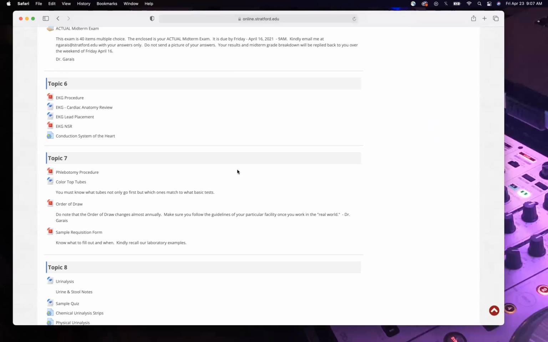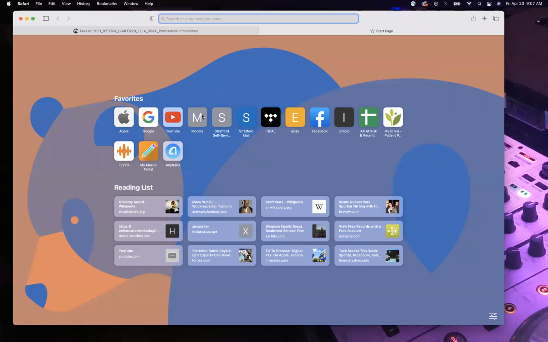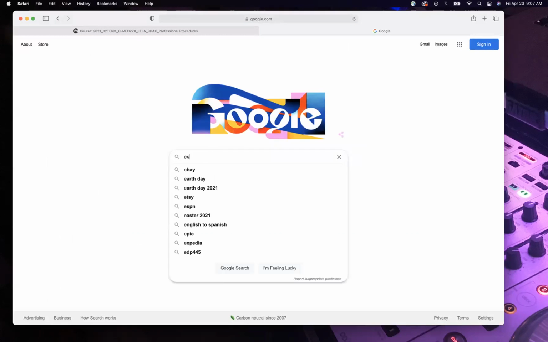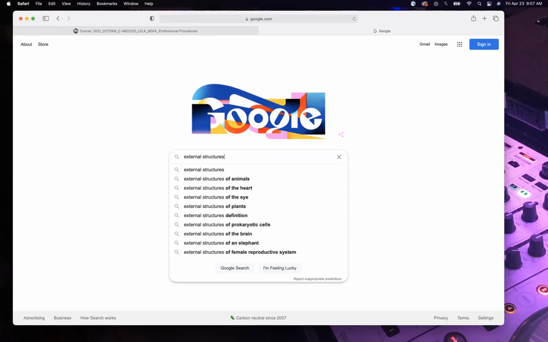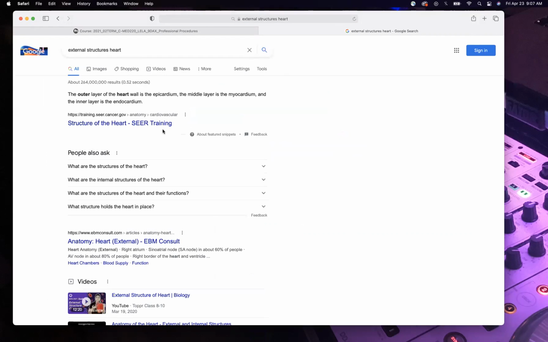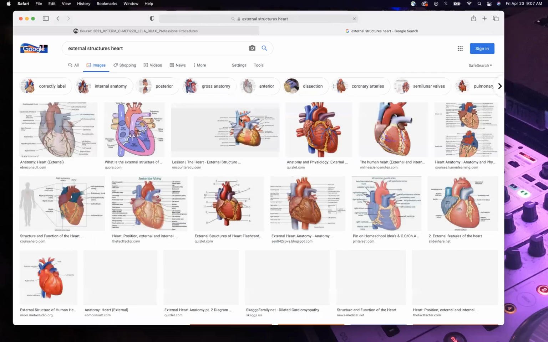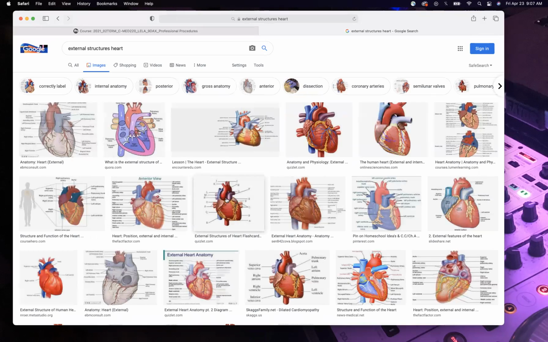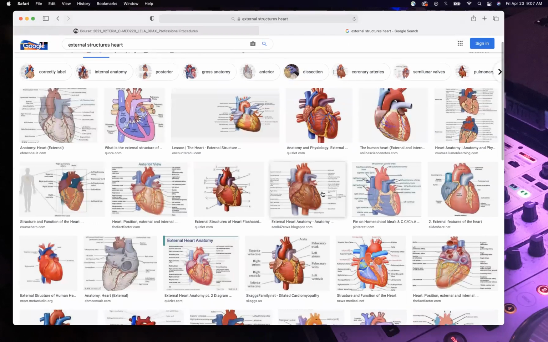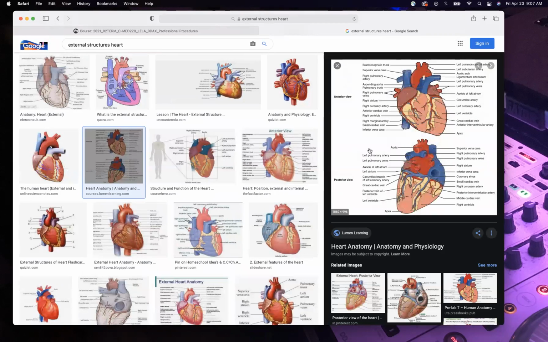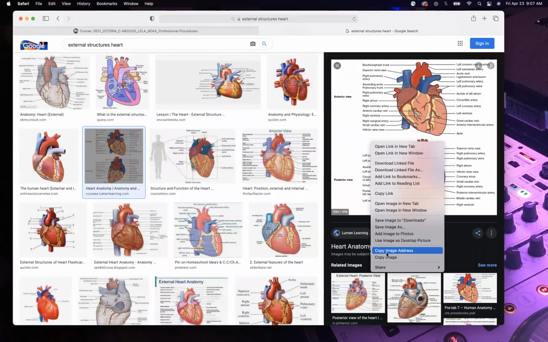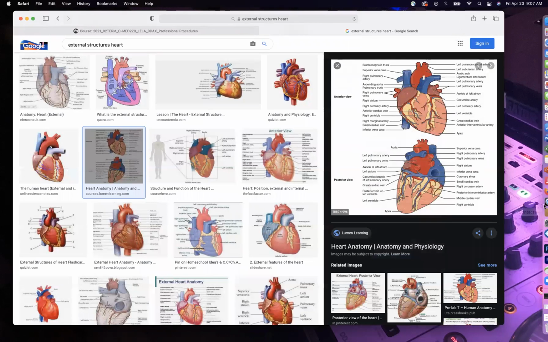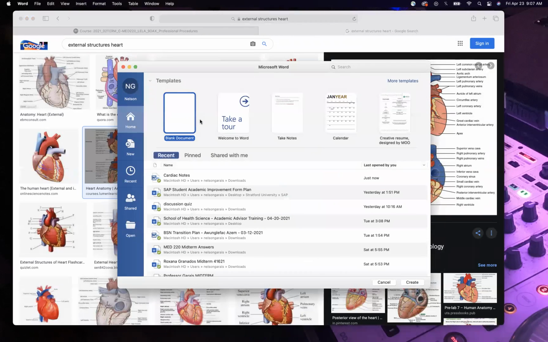But the things you need to know regarding cardiac, the first thing you need to know is this. Just the simple anatomy of it. So you look up the external structures of the heart, and you've seen this in anatomy and physiology and other classes. You've seen this picture a million times. Let me copy this image and let's put it on a Microsoft Word document.